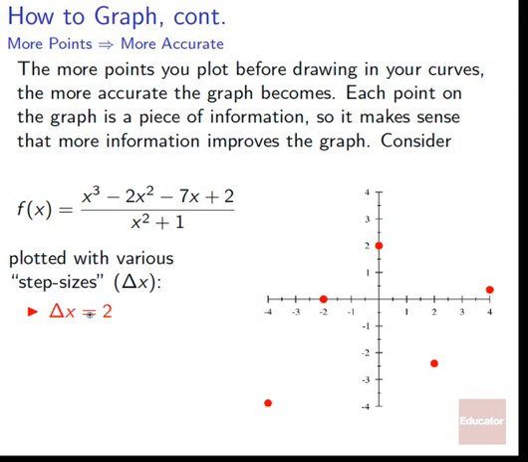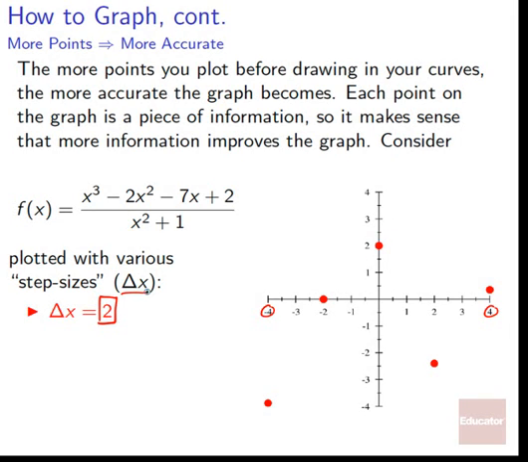So we're going from -4 to 4. We'll start at -4 and then we'll step forward by 2. That's what I mean by a step size of 2. Don't worry, this is delta x. It means change in x. It's just a way of saying how much we're changing x each time.